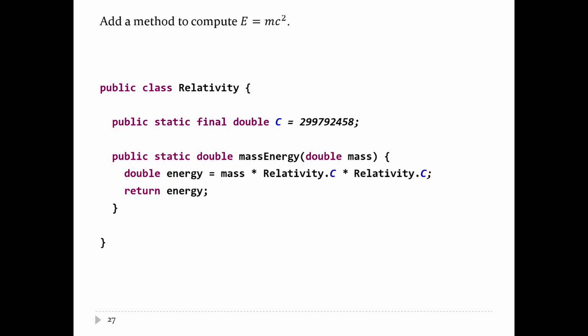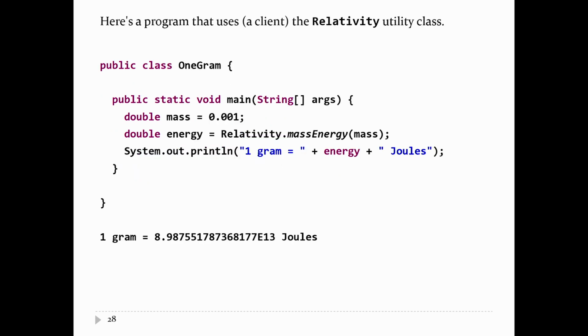In other words, we've done all this before. If you want to use the class, well, you know how to do that too. It's a utility class, so everything's static. So to use the mass energy method, I use the name of the class, the name of the method, and pass in some amount of mass, in kilograms.